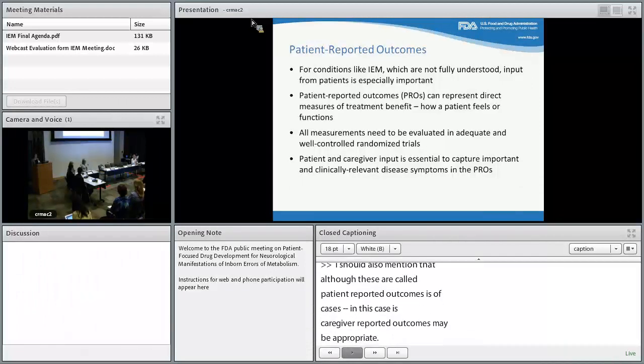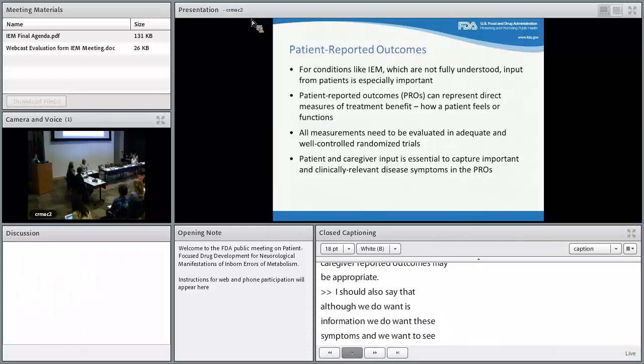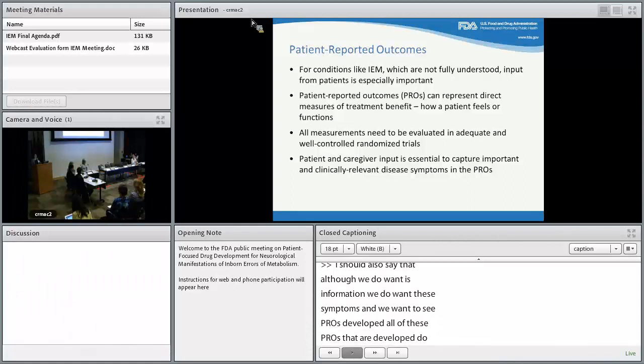I should also say that although we do want this information and we do want these symptoms and we want to see PROs developed, all of these PROs that are developed do still need to be validated and evaluated in adequate and well-controlled randomized trials in order to be used in more pivotal clinical trials for drug development.